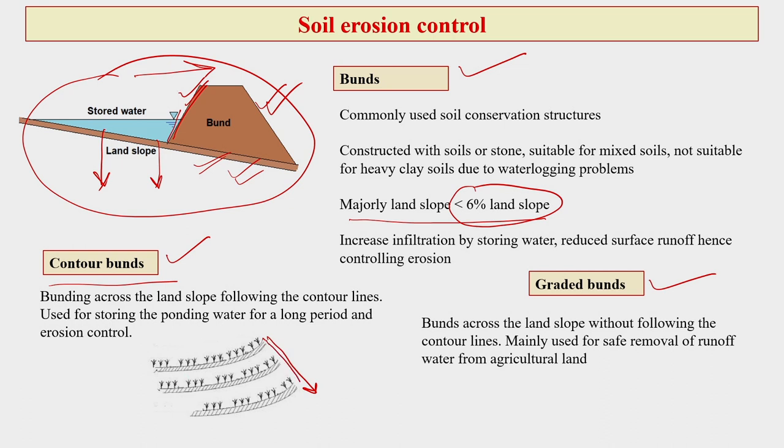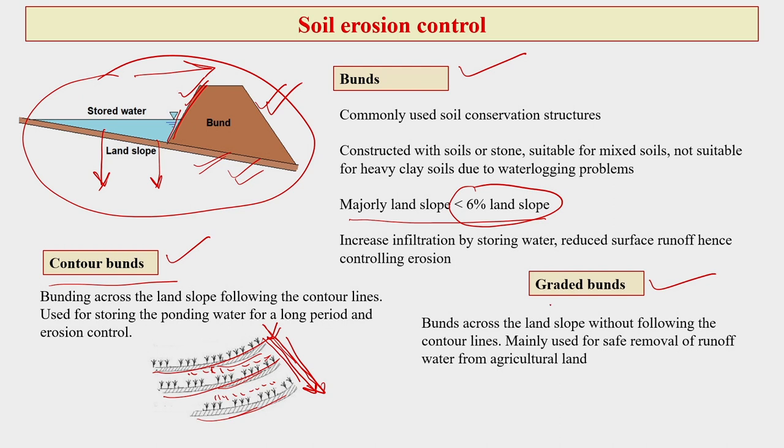If you imagine the slope from this side to this direction, then you can have this kind of contour bunds. And along the wind or water flow, if the soil tries to go away from the system, then the contour actually helps to store it in between the contours. That is how the soil largely remains within the area, within the system.